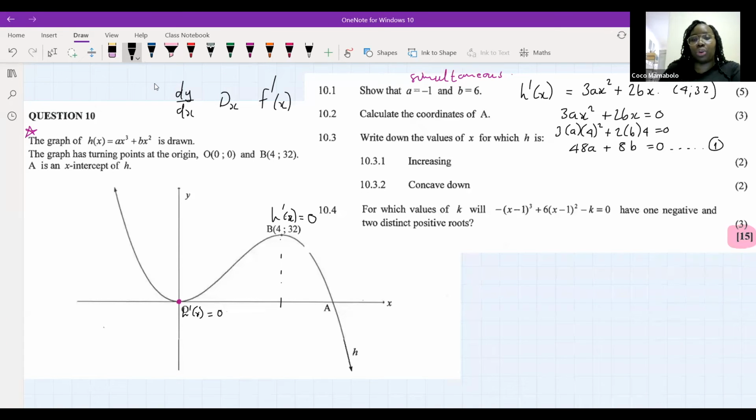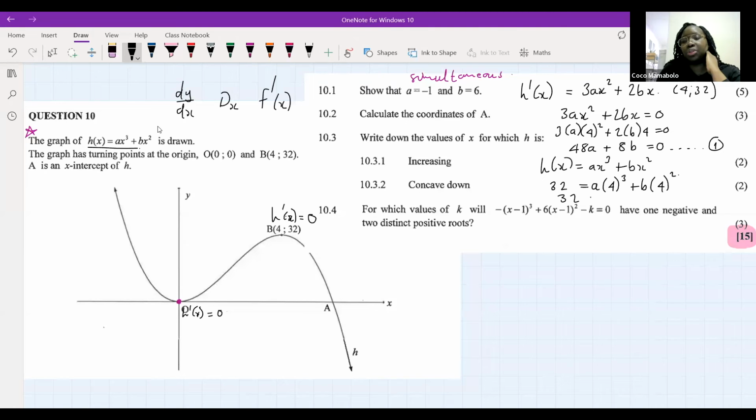Right, but we also know that if we don't take the derivative, if we just find the equation of the graph at that point, then our x value corresponds to a y value of 32. So we're going to take the original graph and substitute in the y value and the x value that we know. So h of x is equal to ax cubed plus bx squared. We're going to replace h of x with 32. So 32 is equal to a multiplied by 4 cubed plus b multiplied by 4 squared.